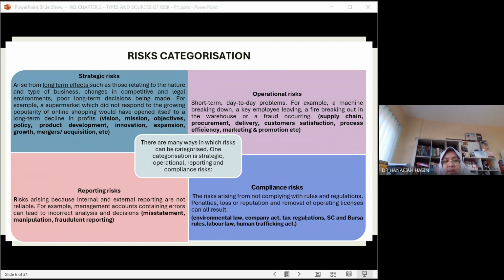So, non-compliance can lead to the imposition of penalties. They will impact your reputation as well as your profit. You might lose or be stopped from operating. So this is quite important for the business to comply with all the requirements by the government or by the Securities Commission, the rules, the labor law, and other specific regulations. It depends on the nature of the business again. So you have to comply with that, and this can ensure what we call sustainability of the business operation.